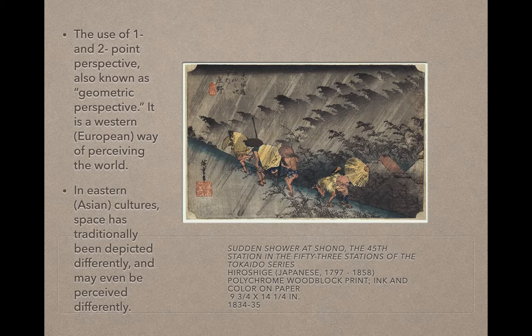It's worth noting that the use of one and two point perspective, also known as geometric perspective, is a very European way of perceiving the world. In Eastern cultures, for a lot of history, space was really represented differently than this.